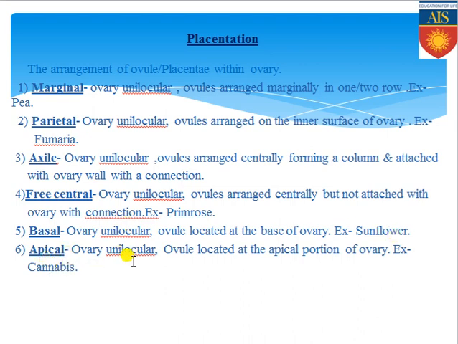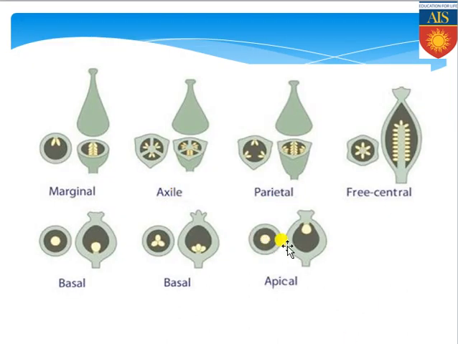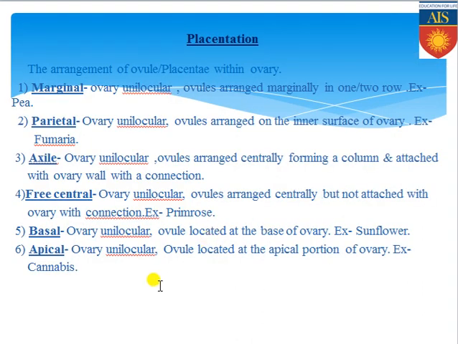In case of apical, keep it in your mind, the ovary is unilocular and the ovule is located at the apical portion of the ovary. You can see this one, the apical portion of the ovary, this is the ovarian chamber and the ovule is connected to the apical portion. And from the upper view, if you take the picture, it will look like this. So the example is Cannabis sativa.